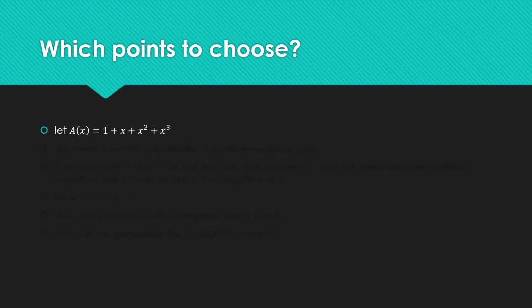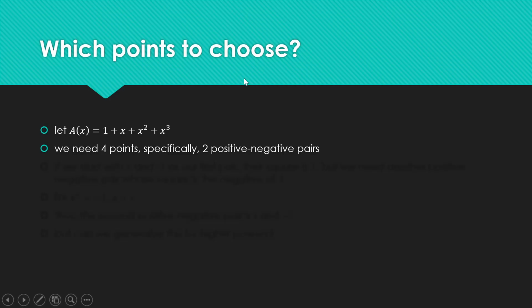Given polynomial A equals 1 plus x plus x squared plus x cubed, we need 4 points here because we have a degree 3. So we need degree plus 1 points to represent this polynomial. Specifically, we need two positive-negative pairs, if you remember from our divide step. The positive-negative pairs help in reducing the number of computations.